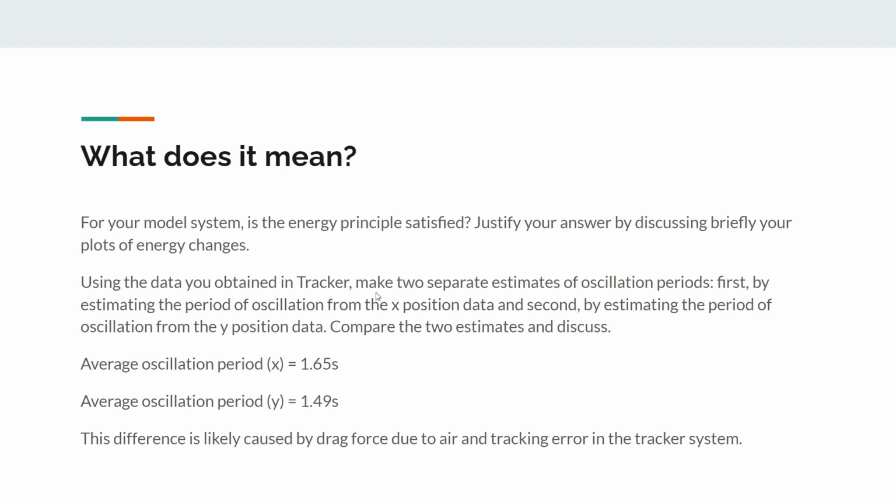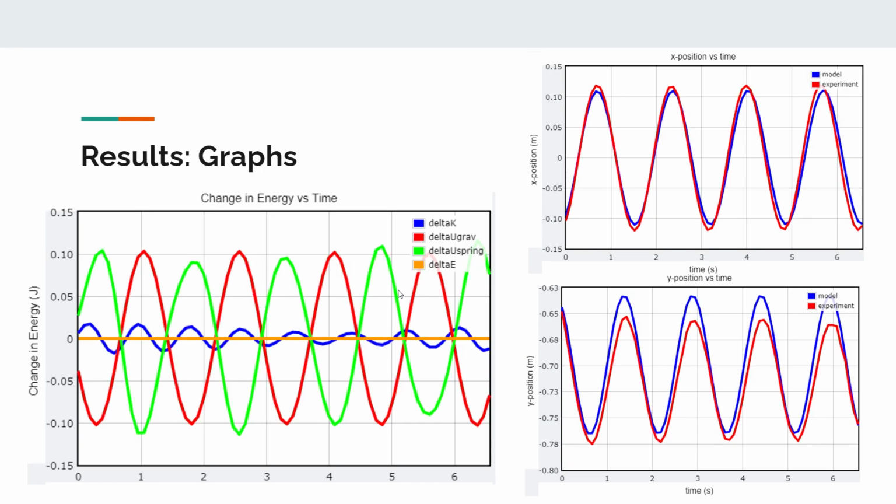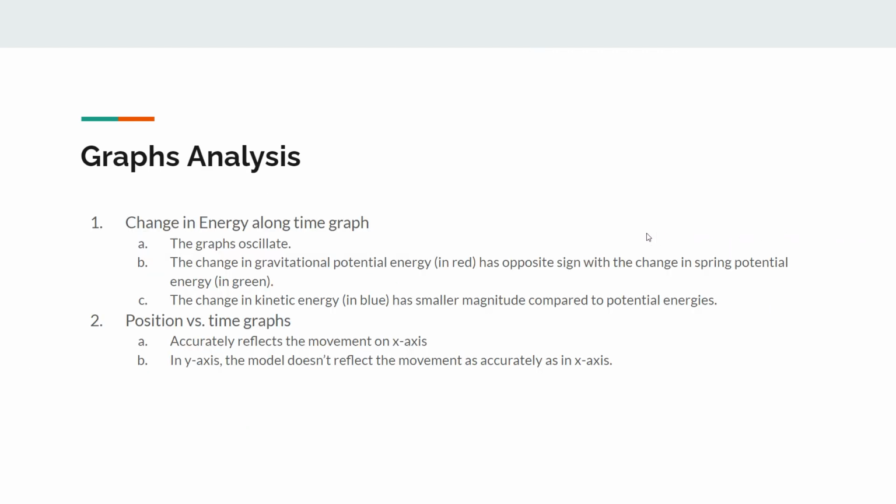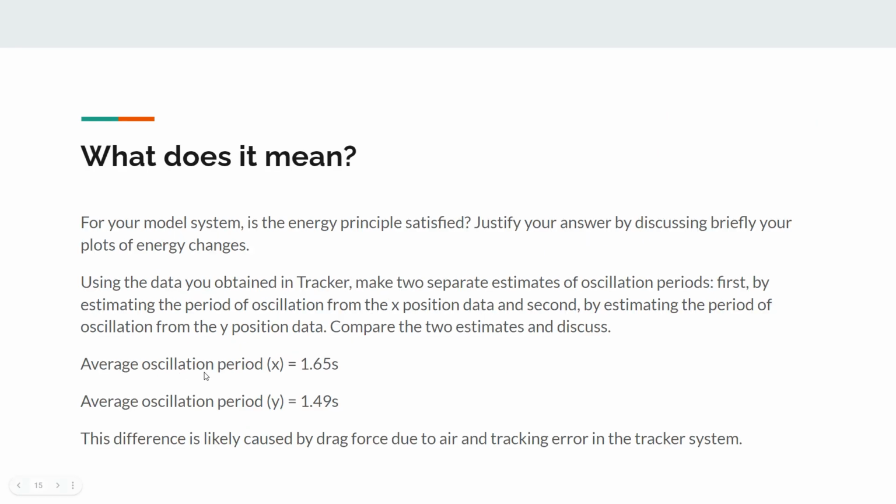And we can also make estimates of oscillation periods by checking the time between the tips of these graphs, dividing it, and taking the average of those values. I calculated that the average oscillation period for the x-axis is 1.65 seconds, and for y it's 1.49 seconds. This difference is likely caused by the drag force due to air resistance and by the tracking error in the tracker system.